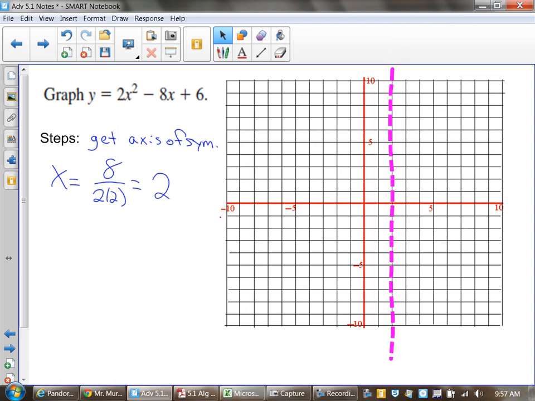One other thing that we also now know is whether this is going to open up or open down. Is this going to open up or down? It's going to open up. Why is it going to open up again? Because it's positive. I know it's going to open up.